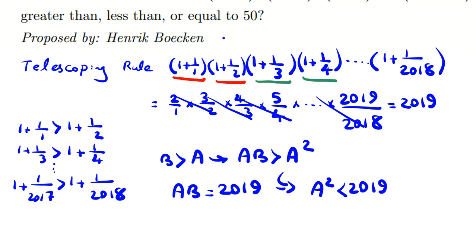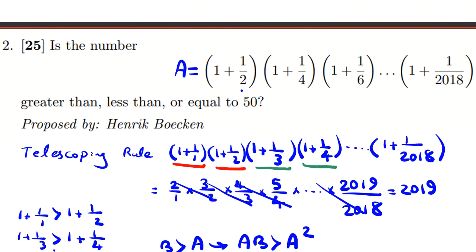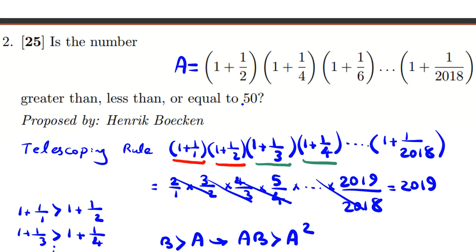So now we want to say which of A and 50 is greater. Easily we can say that A squared is less than 2,500, which is equivalent to A being strictly less than 50. So we've proved that A is less than 50. Okay, we've solved this problem.